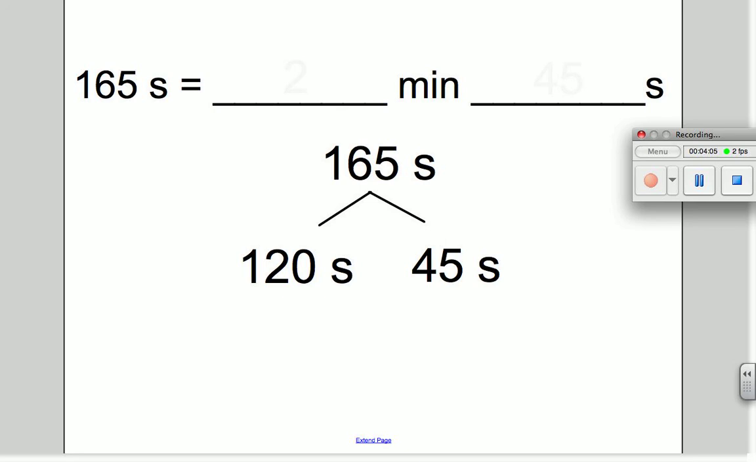So we know that 120 divided by 60 gives us how many minutes? It gives us 2 minutes. And then we are left with our 45 seconds on the other side. So 165 seconds equals 2 minutes and 45 seconds.